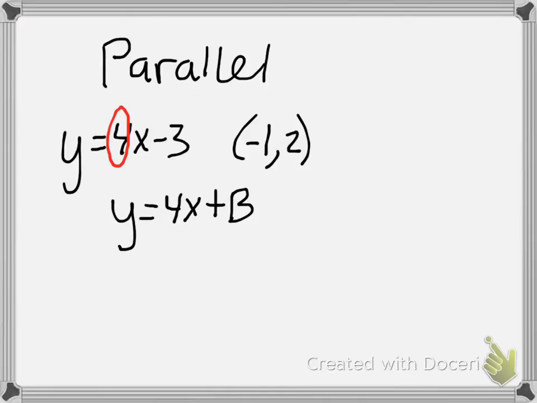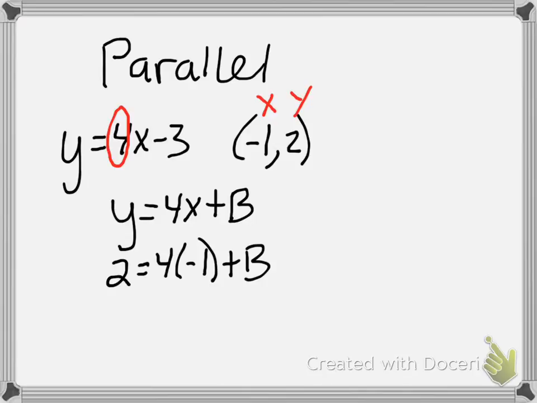Well, now to be able to find that new equation that has that slope, we have to go ahead and plug in our x and our y. So with the ordered pair that's given, the first one is your x, the second one is your y, and what we want to do is just plug that in for x and y. So we're going to plug in 2 in for y, we're going to plug in negative 1 for x, and use that to go through and solve for our b value. Well, if we simplify, 4 times negative 1 is negative 4, plus b.